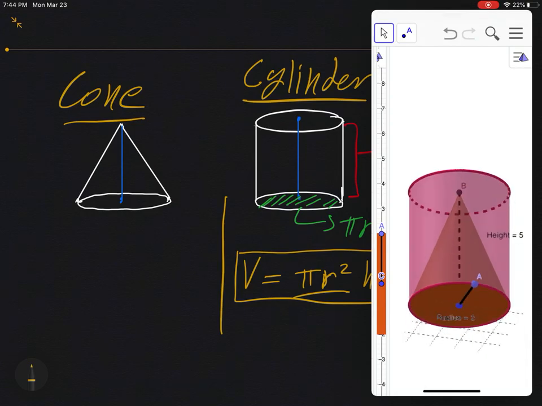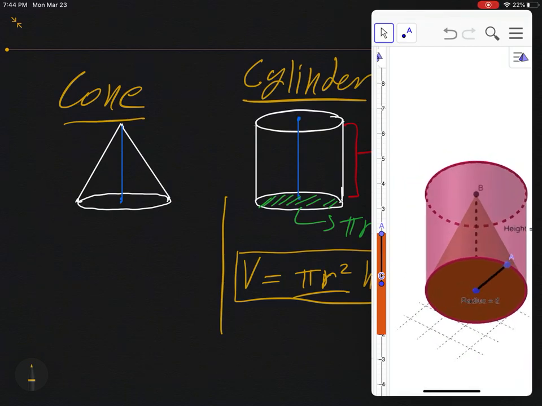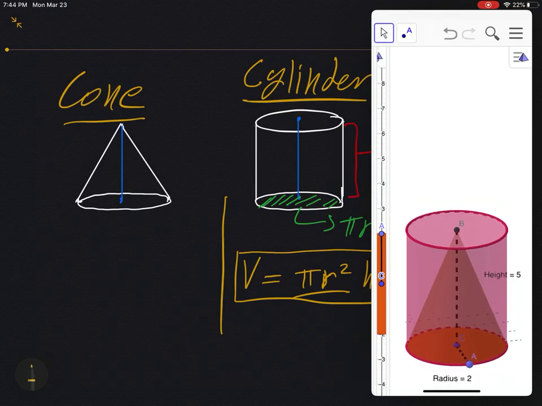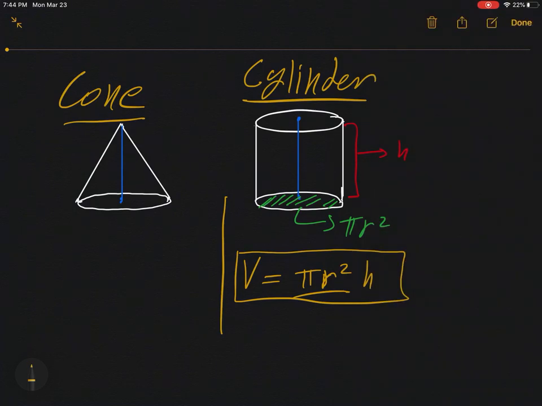That is, one base of the cylinder below coincides with the base of the cone, and the upper base of the cylinder contains the top point, which is B in that case, of the cone. So there is a cylinder that contains the cone, provided that they have the same height and the same circular base.